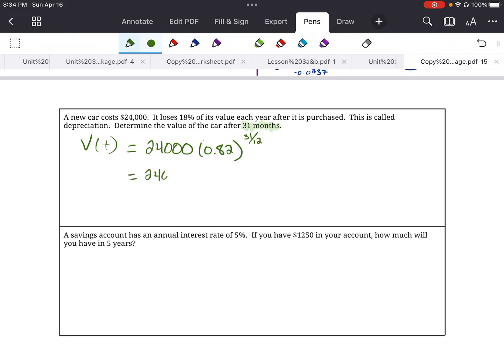Okay, so we do our 24,000 times 0.82 to the power 31 over 12, which is 0.599. And the car will be worth $14,373.54.